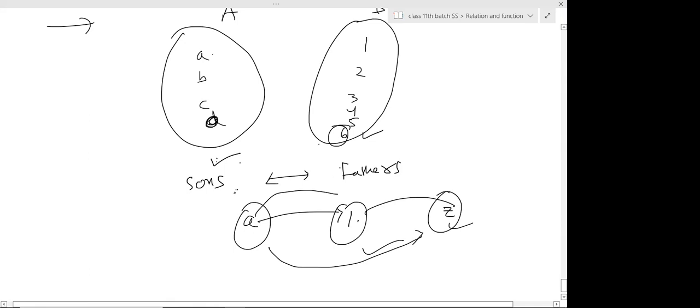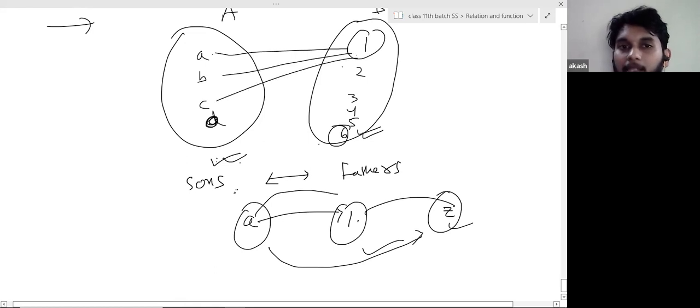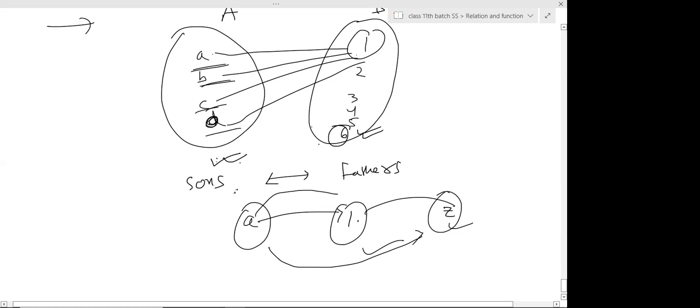So again, any son must have a father and only one father. The father may or may not have a son, and also one father can have many sons, right? One can have sons named A, B, C, and D. This is okay. This is a function, right? Because all sons have a father and have only one father, right? Yes. So this is a function.